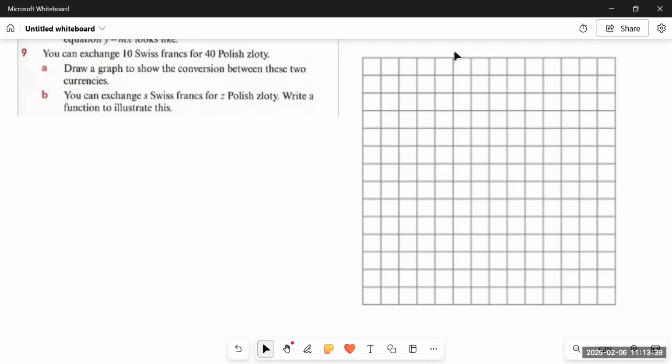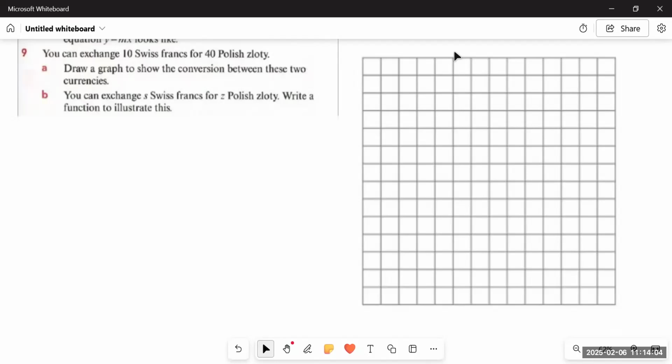So similarly, if we can exchange 10 Swiss francs for 40 Polish zloty, it is the ratio of 10 is to 40, that is 1 is to 4. It means that for 1 Swiss franc, we can exchange 1 Swiss franc for 4 Polish zloty. How are we going to draw this graph?